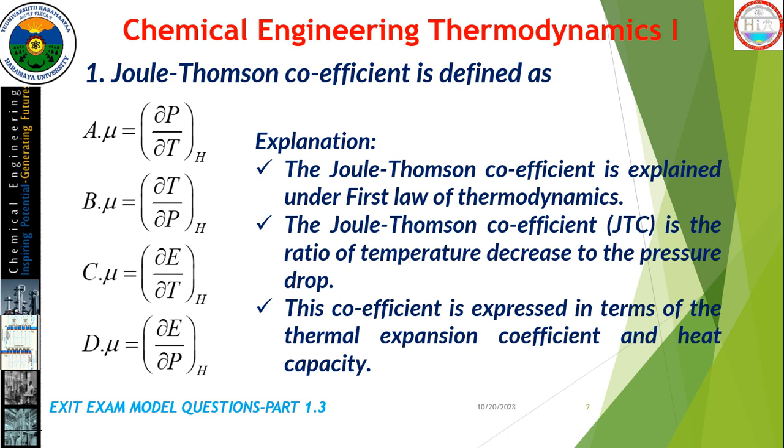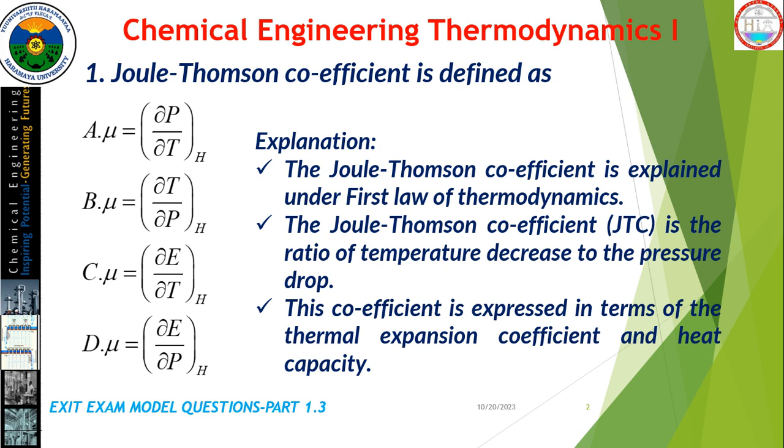C, the partial differentiation of energy, or internal energy, with respect to temperature at constant enthalpy. D, the partial differentiation of energy, or internal energy, with respect to pressure at constant enthalpy. So before providing the answer for this question, let us explain what the Joule-Thomson coefficient is.